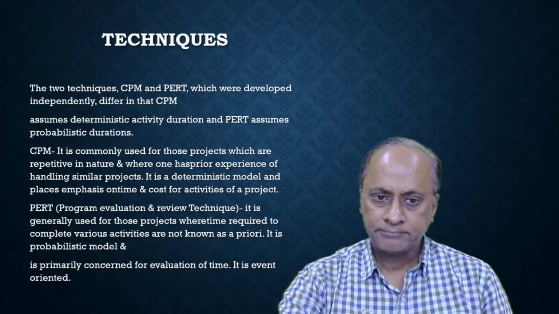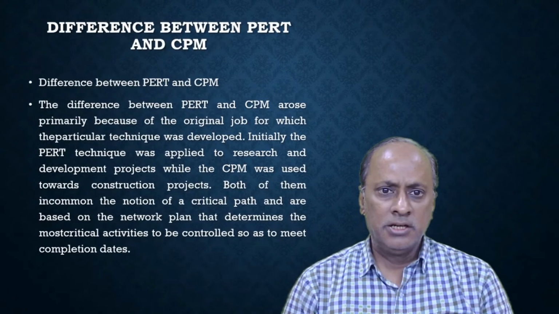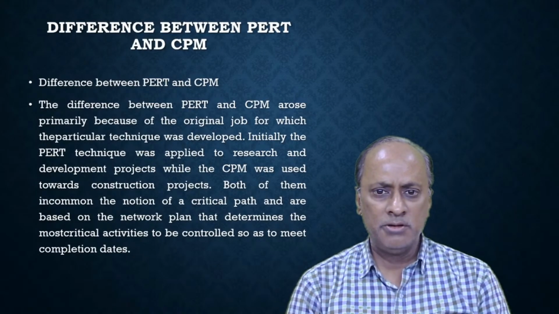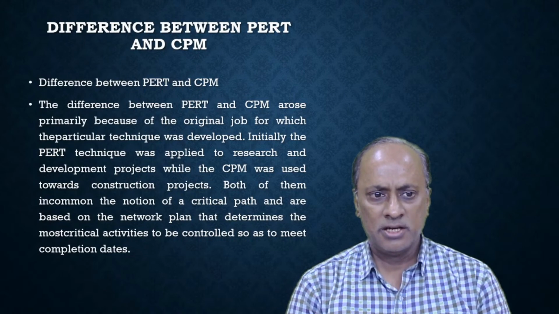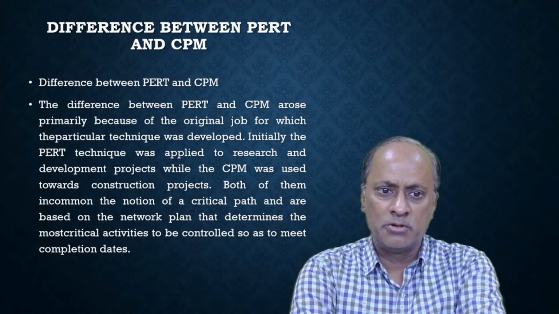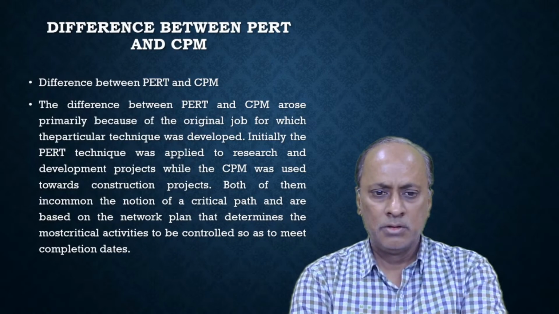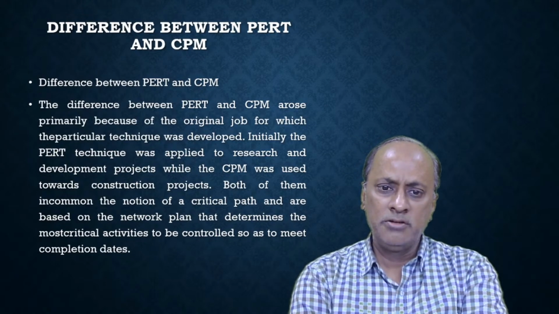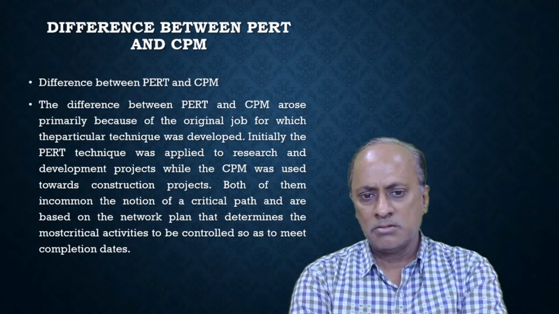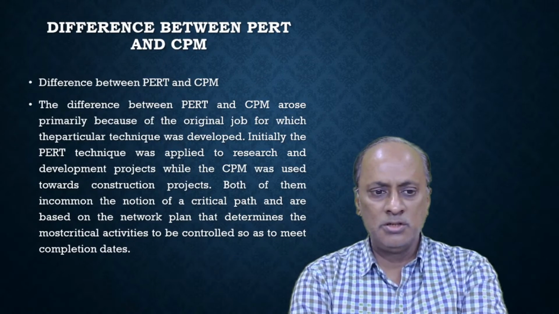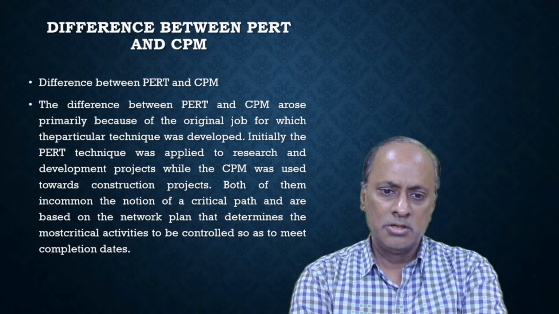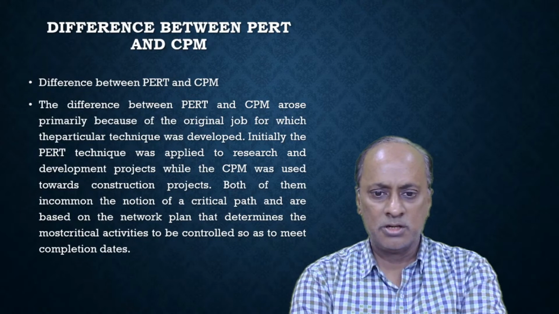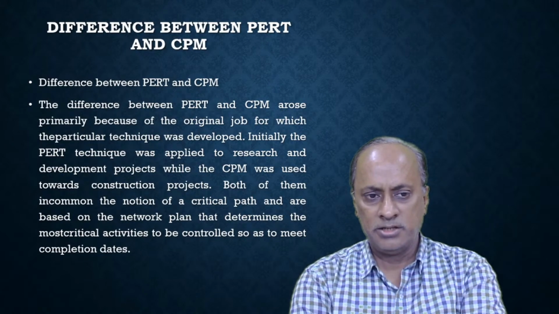So the difference between PERT and CPM arose primarily because of the original job for which the particular techniques were developed. Initially, the PERT technique was applied to research and development projects, while CPM was used for construction projects. Both of them have in common the notion of a critical path and are based on a network plan. They determine the most critical activities to be controlled so as to meet the completion dates.